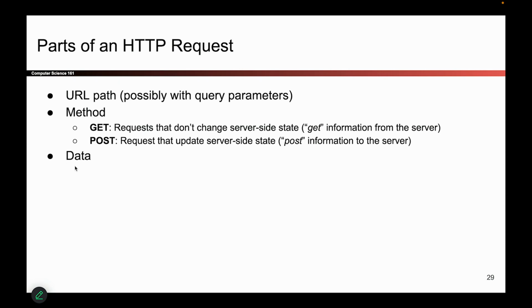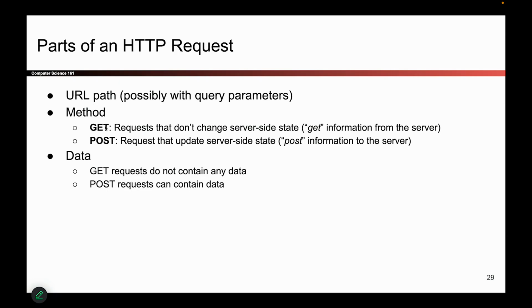And finally, the HTTP request can also contain data. This is separate from everything else we've talked about so far. And whether you want to include data or not depends on what type of request you're making. So if you send a GET request, you're saying, I want to download a file. You don't really have to send any data to the server. The URL is enough to say you want to download a file.